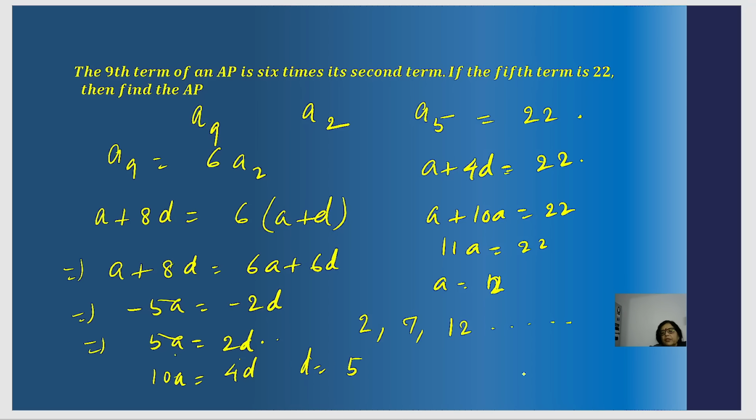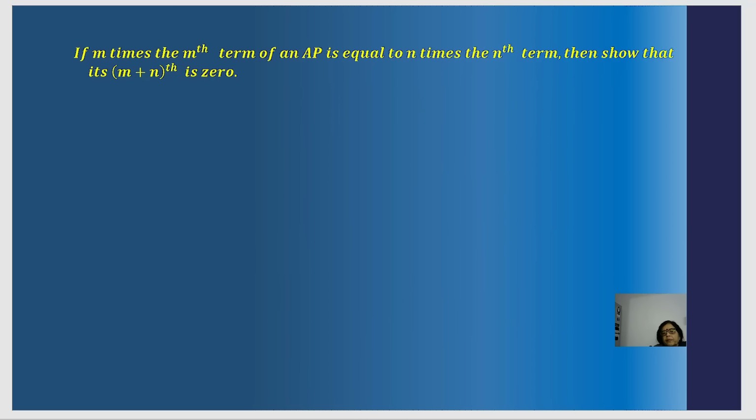Now in the next question that we have, if m times the mth term of an AP is equal to n times the nth term, then show that its (m plus n)th term is equal to 0. The (m plus n)th term is 0. So m times the mth term, where the mth term is am and the nth term is an. According to the question, m times the mth term is equal to n times the nth term.